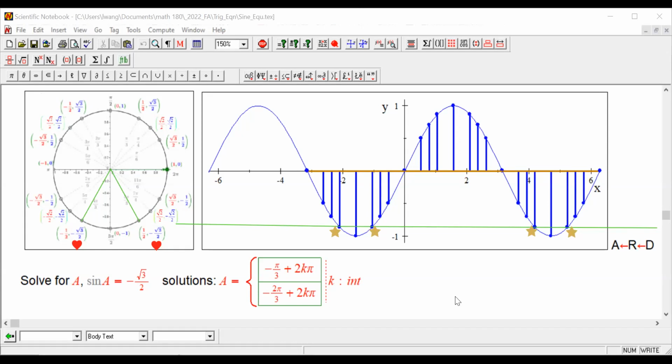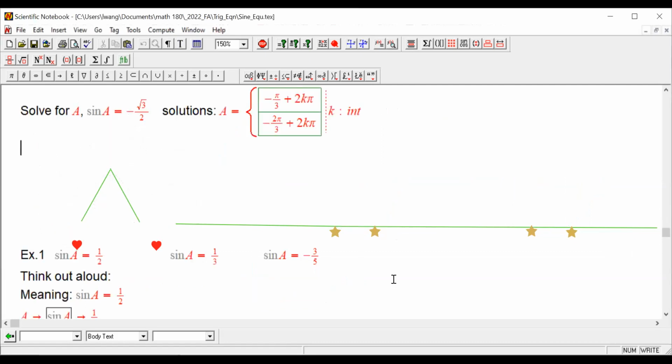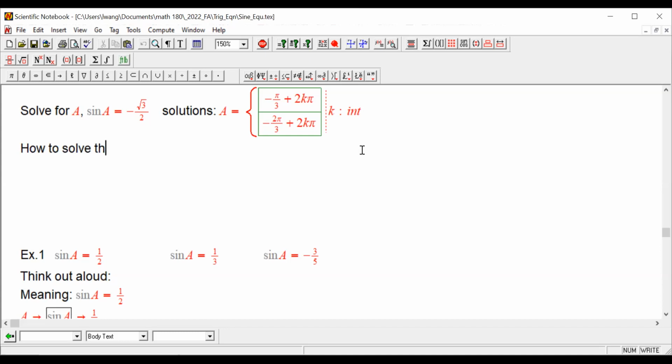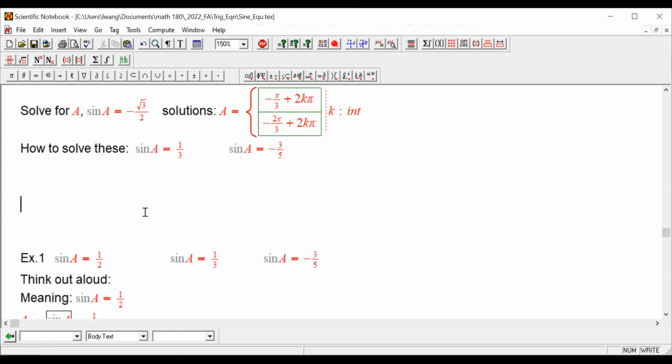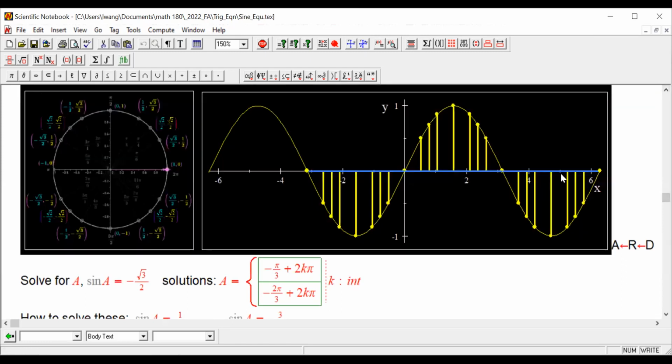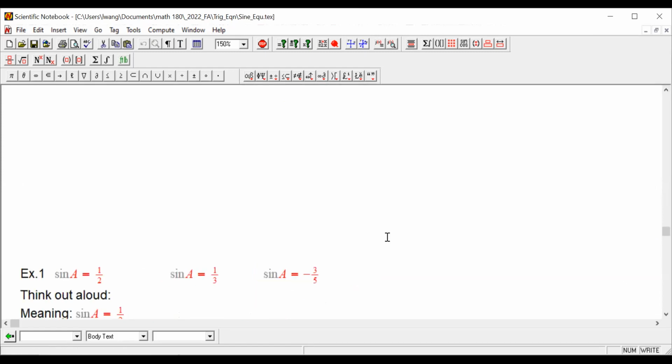Now I'm going to leave a question for you. Right now we have all these special angles. How about these? How about solving for these 2 equations? How to solve these? They don't correspond to special angles. What do we do? Right? We certainly still have a situation where we can draw.